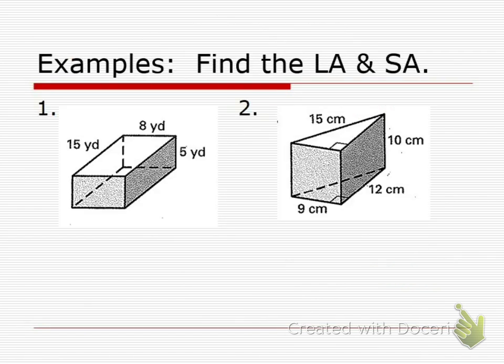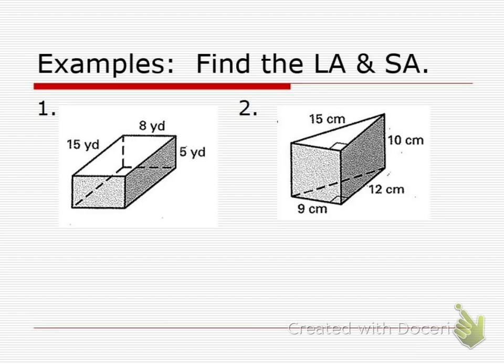All right, on these examples, they want us to find LA and SA. So they want us to find the lateral area and the surface area. Which do you want to start with? I would think that starting with lateral is a good idea, because to find surface area, we're going to take a lateral area and add more onto it.